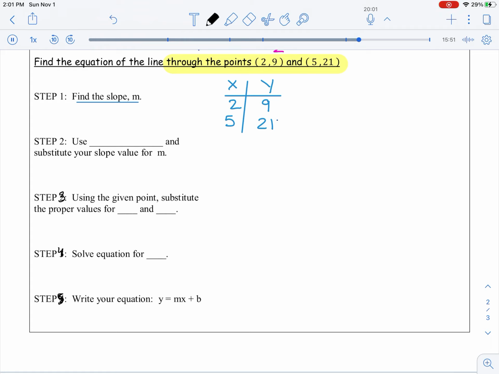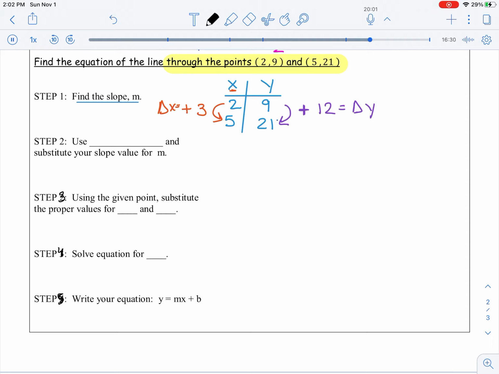Now looking at my chart, I can tell that the Y values, to go from 9 to 21, went up by 12. And that is my change in Y. Now looking at my X's, to go from 2 to 5, that is an increase of 3. And since that's how my X values changed, that makes my change in X equal to 3.